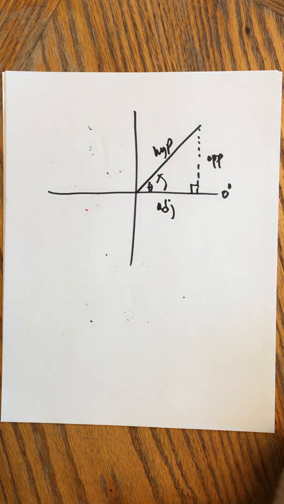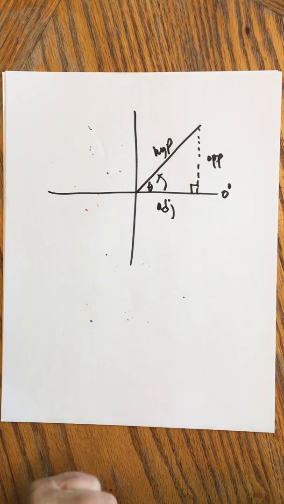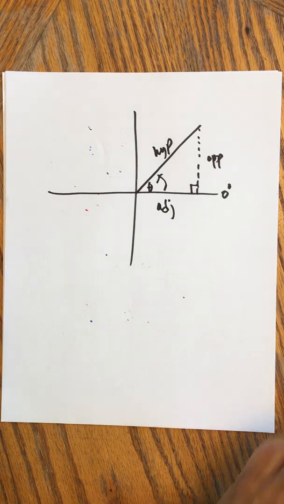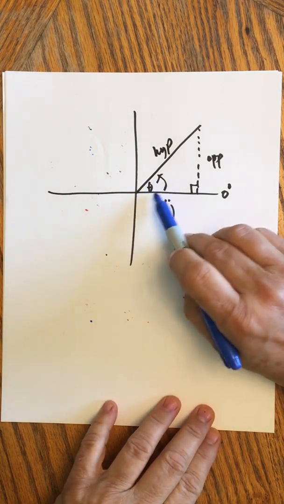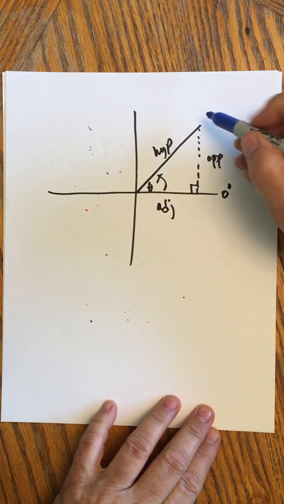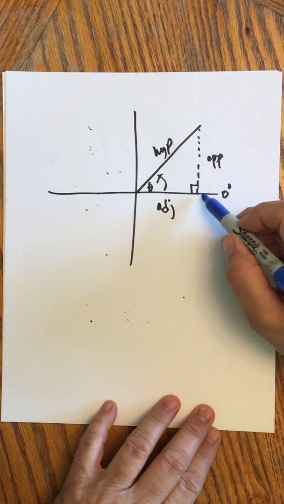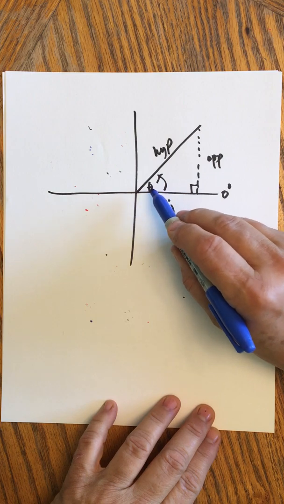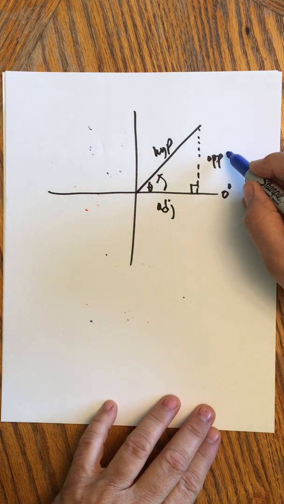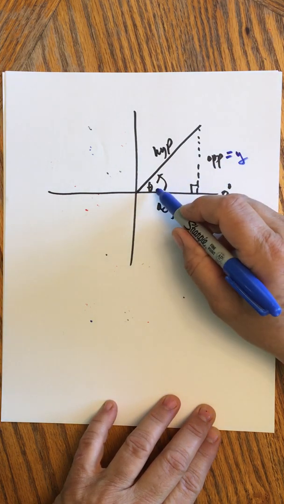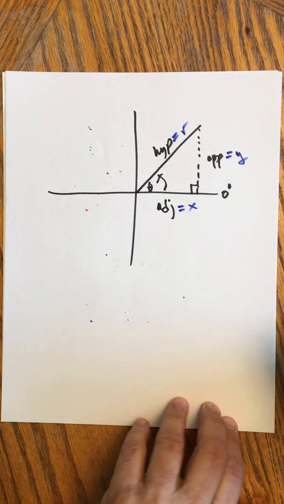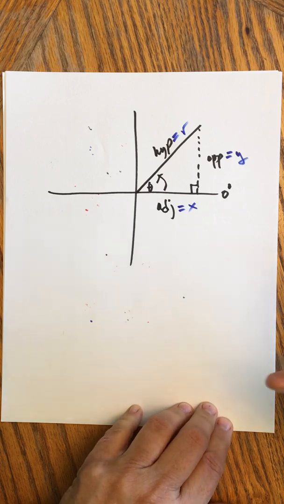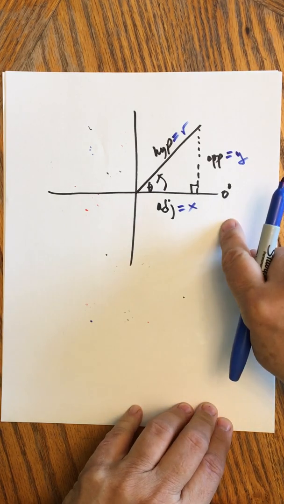Because of this rule where you always drop to the x-axis, and this is the angle in standard position, between the terminal side here and the x-axis, then relative to this angle, the opposite will always be y, the adjacent will always be x, and your hypotenuse will always be the radius. And it doesn't matter what quadrant you're in, this will always be true.